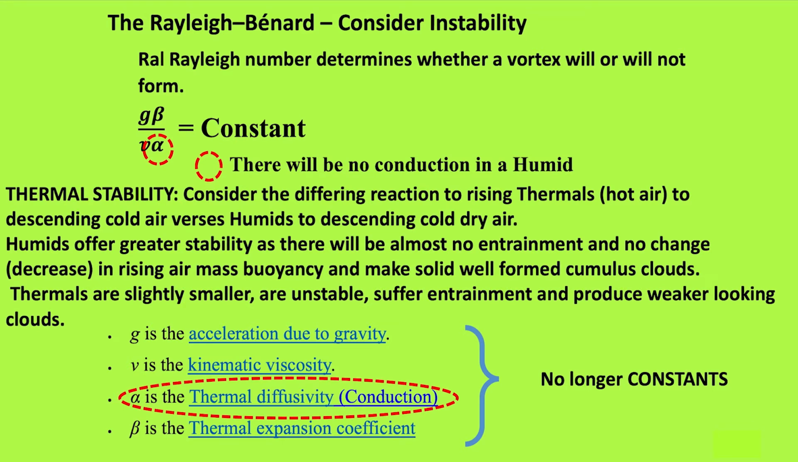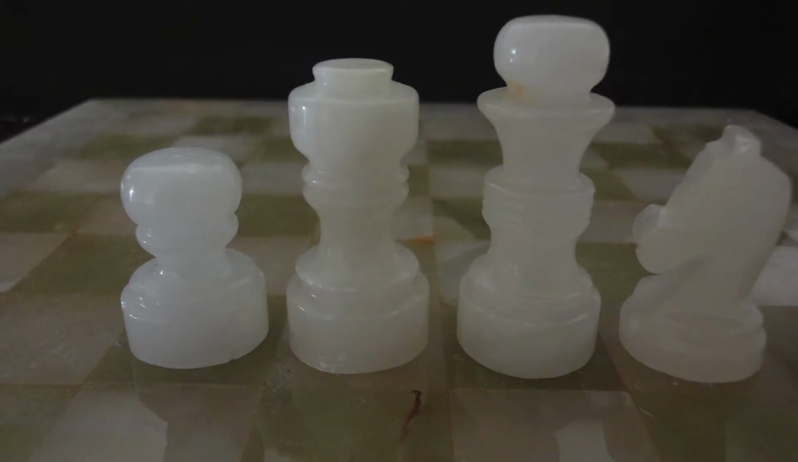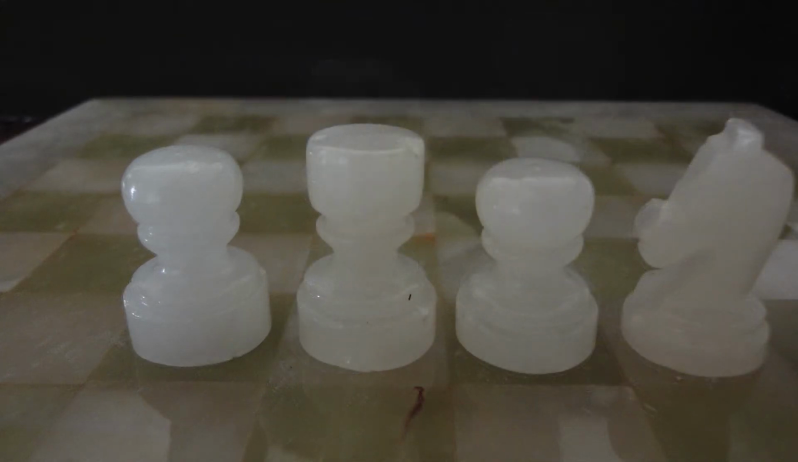Thermals that are hot air are slightly smaller. They are unstable in their structure, and they suffer entrainment and produce weaker-looking clouds. So when we're heading for clouds, it's a bit like a game of chess, determining which is the best cloud to go for, but as we set off for them, to our dismay, the clouds have changed as we're approaching them, and the strong cloud and thermal is no longer what we thought it was.